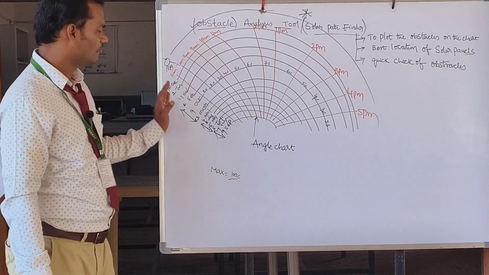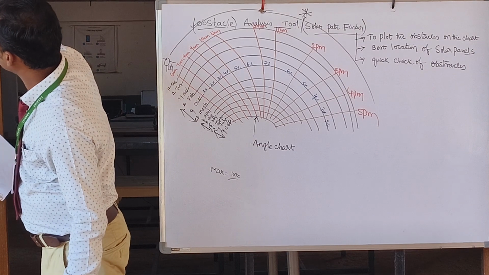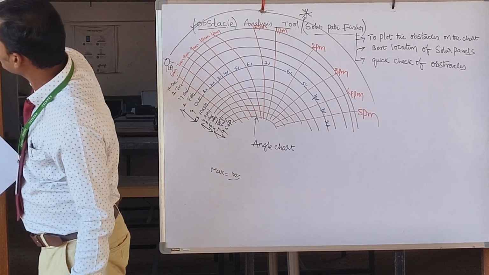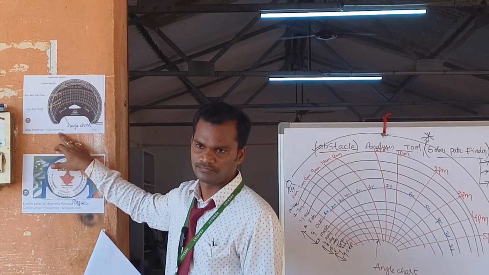Okay, so like that, four threes are 12 months. That's how it is categorized: first 3 months, next 3 months, next 3 months, and next 3 months. Okay, so this is the original solar pathfinder.